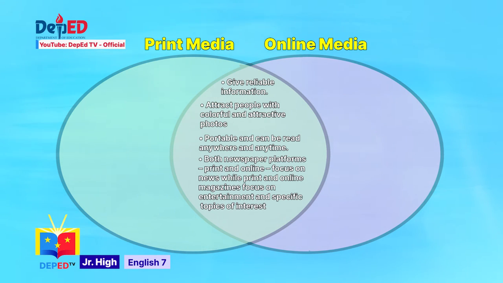Both newspaper platforms, print and online, focus on news, while print and online magazines focus on entertainment and specific topics of interest. If they seem to have the same characteristics, why do media companies still maintain their print media publications? Well, it's because in developing countries similar to ours, a big part of the population does not have access to technology and the internet. Therefore, print media still have the following advantages.